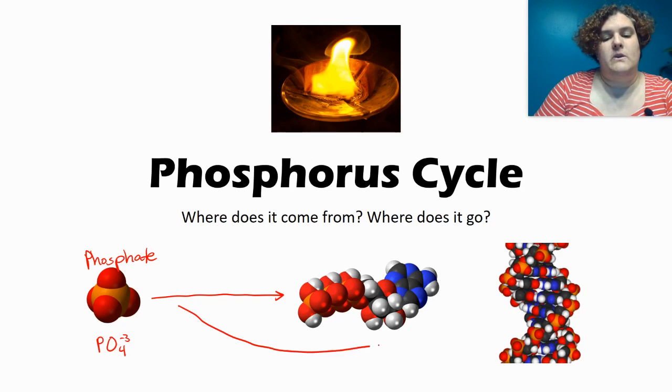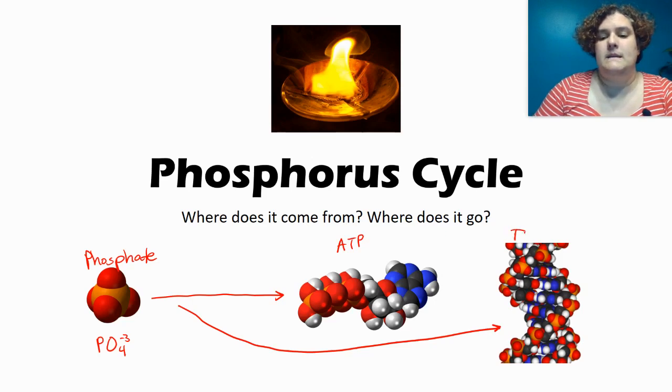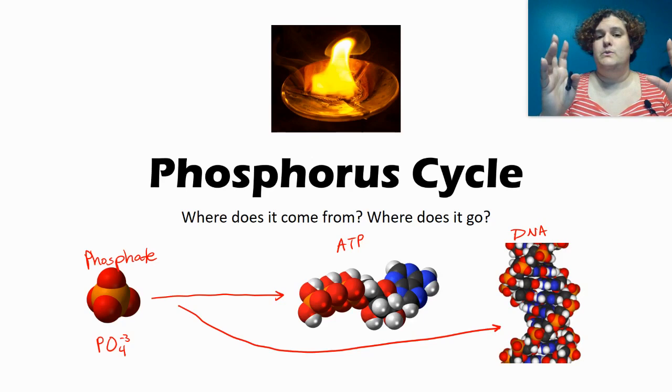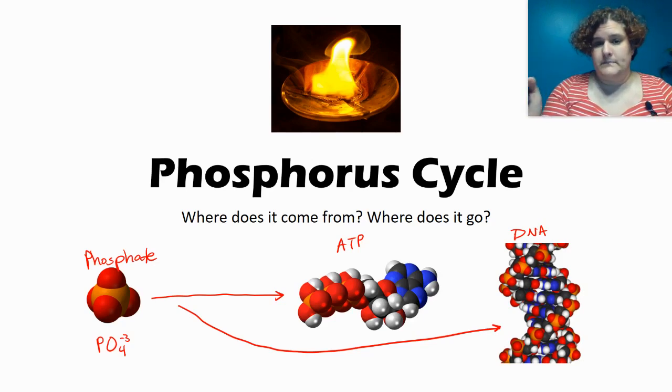2 very critical molecules that contain phosphate in living things are ATP and DNA. ATP, it's kind of like the battery of the cell. It contains these phosphate groups, and between them there are bonds, and those bonds have a lot of energy in them. And so when you break those bonds, then you release that energy. So we wouldn't be able to power our cells without ATP.